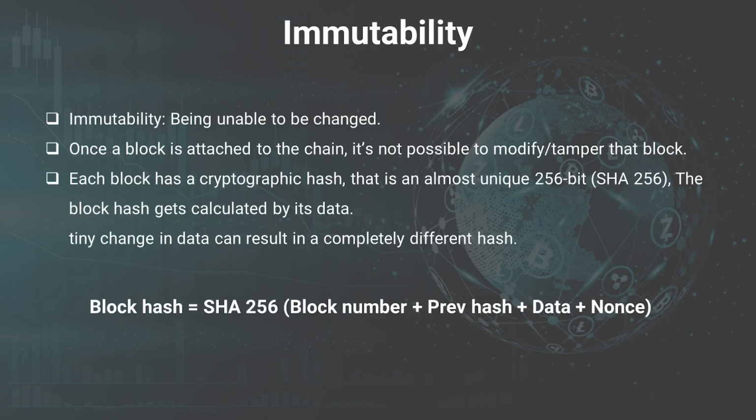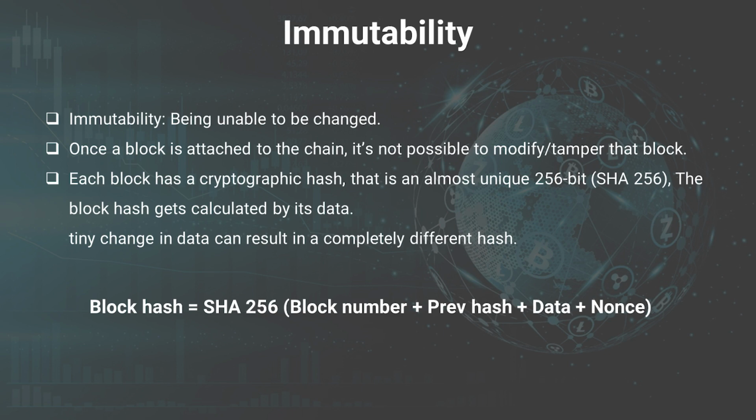All right, now let's talk about immutability. Immutability means being unable to be changed. Once a block is attached to the chain, it's not possible to modify or tamper with that block. That's the entire concept. For example, if you put some data in the blockchain network, it's highly impossible to destroy or modify that block.